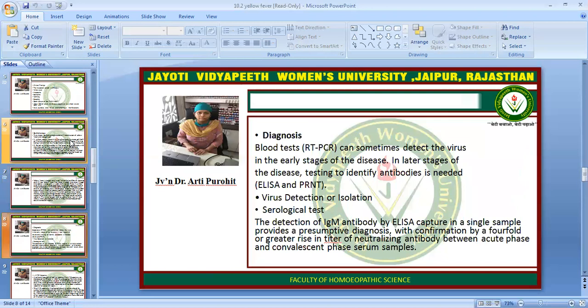Diagnosis: the blood test RT-PCR can sometimes detect the virus in the early stages of the disease. In later stages, testing to identify antibodies is needed, using ELISA and PRNT. Besides viral detection or isolation, there is the serological test where IgM antibody captured by ELISA in a single sample provides a presumptive diagnosis, with confirmation by a four-fold or greater rise in titer of neutralizing antibody between acute phase and convalescent phase serum samples.